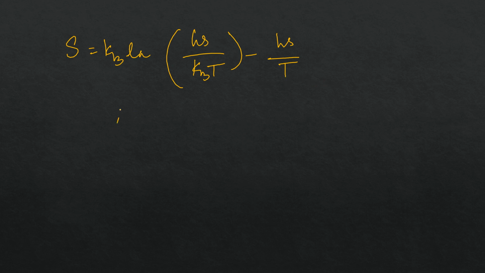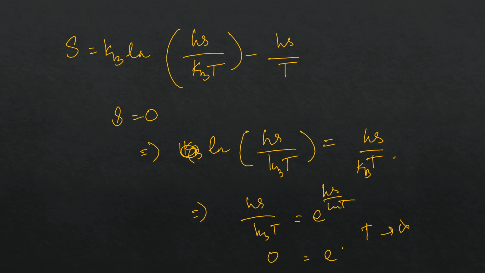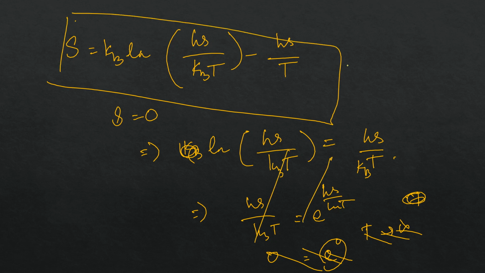So for entropy equal to zero, what happens if entropy is 0? kB ln of HS by kBT equals HS by T. Here, if T is infinity, this term becomes 0 and this term becomes 1, so T is not infinity. If T is 0, then also it's not possible. So I think entropy will be this term only. We don't need to do anything further. This is the final expression for the entropy.